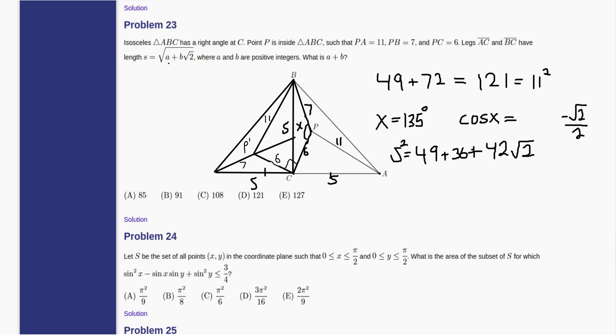And we've basically got it in this format now. It says that S is equal to the square root of a plus b root 2. So if I just took the square root on both sides, then this would be my a, and this 42 is my b, and the problem requests that we add it all up. So 49 plus 36 is 85, and plus 42 gives us 127, and that is answer choice E, and that is the answer to the problem.